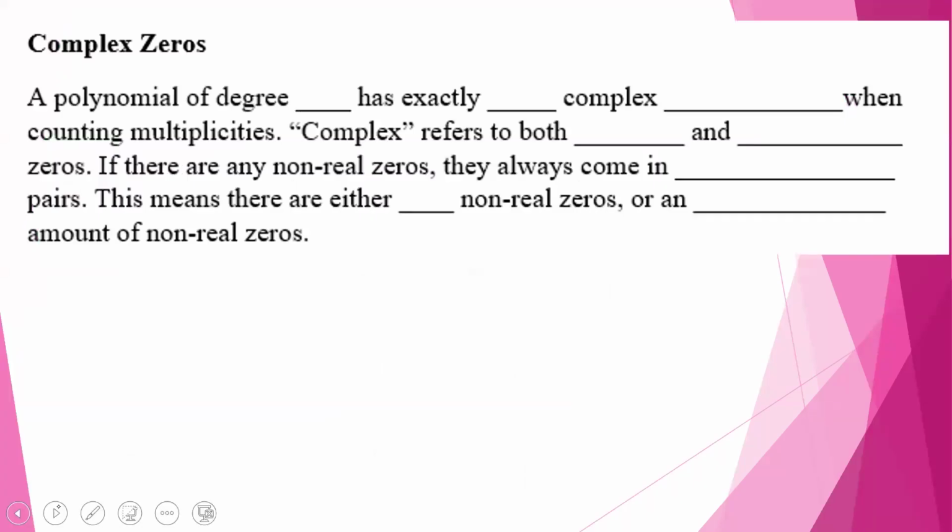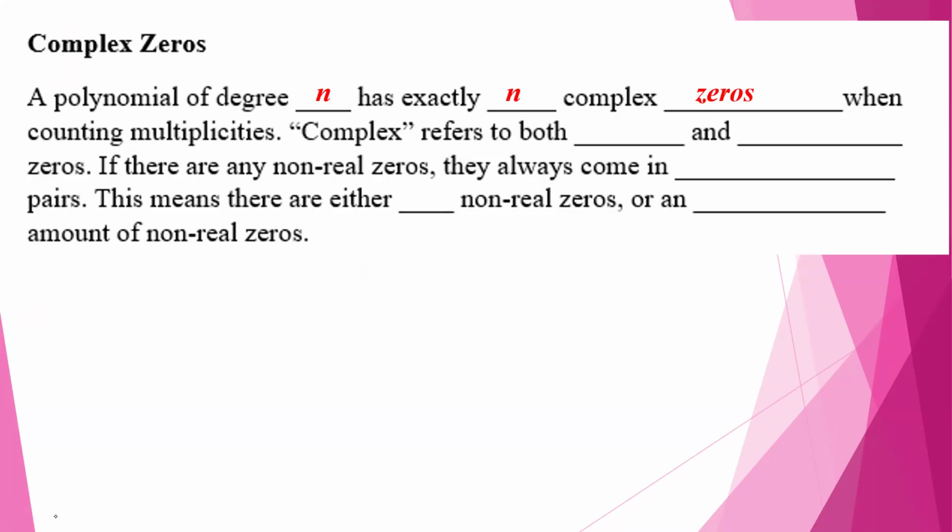Okay, complex zeros. So if I have a polynomial of any degree, 3, 5, 10, 20, I wouldn't give you a 21. Of any degree we call n, okay? Remember, if the degree is 3, there's 3 answers, 3 solutions, 3 zeros, right? If its degree is 5, it has 5. So if the degree is n, it has exactly n complex zeros, when counting multiplicity. Now you have to include multiplicities. One can happen twice, right? That's still considered 2, okay?